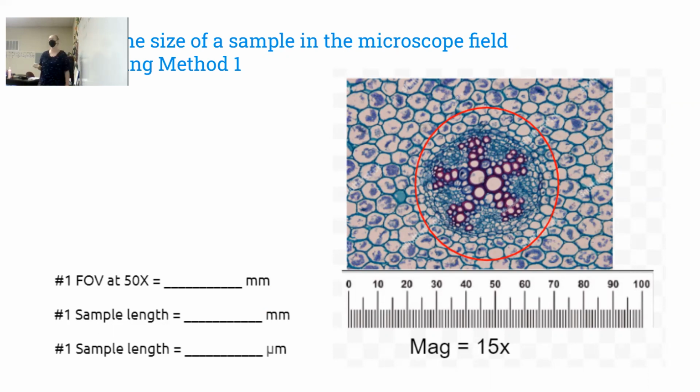Number two, now we need to find our field of view at high power. So now we need to use our equation. We do our low power over our high power. So our low power is 90 millimeters times what low mag? 15, divided by our high power, 50. Somebody do that, please.